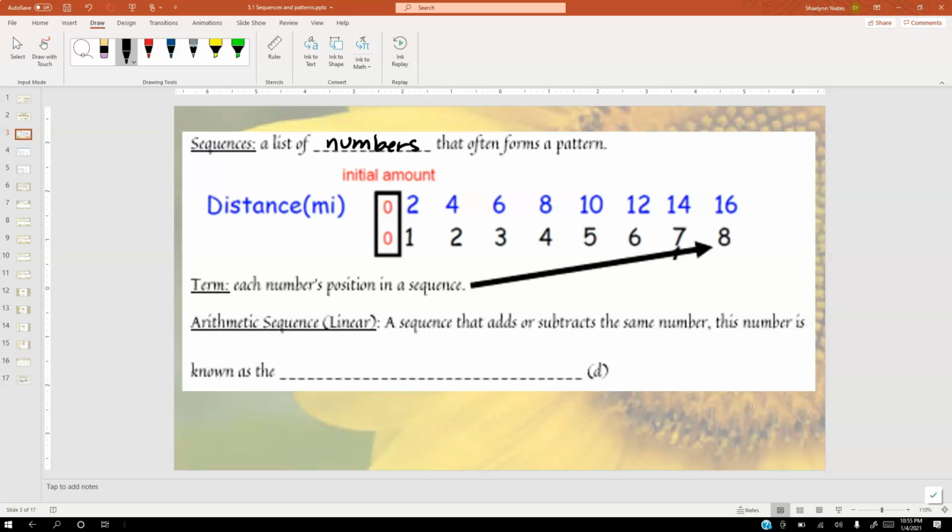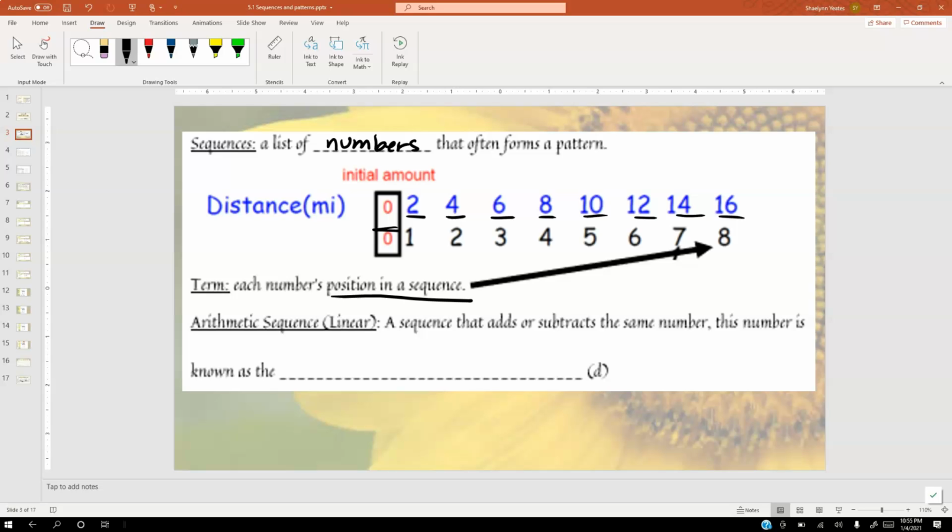So, the initial amount always happens at 0. But this is the sequence of numbers. There's 2, 4, 6, 8, 10, 12, 14, 16. The term is talking about the position in a sequence. So term 4 is 8, or term 8 is 16. Okay, that's what it means by term.